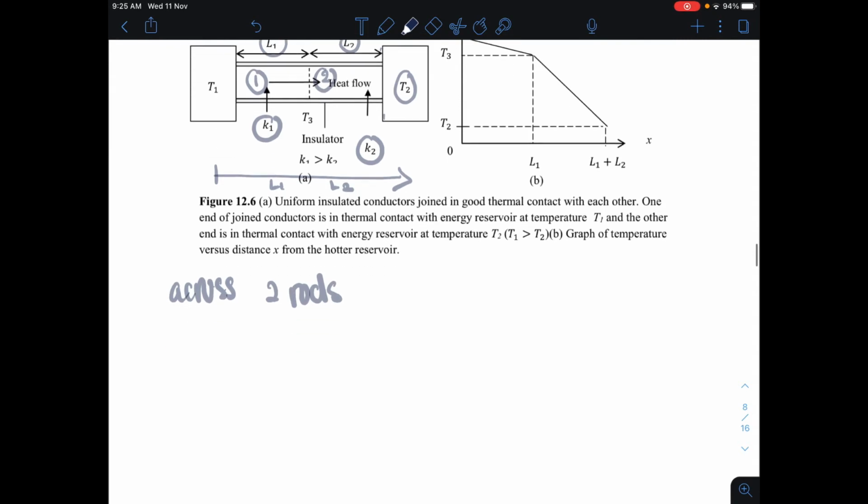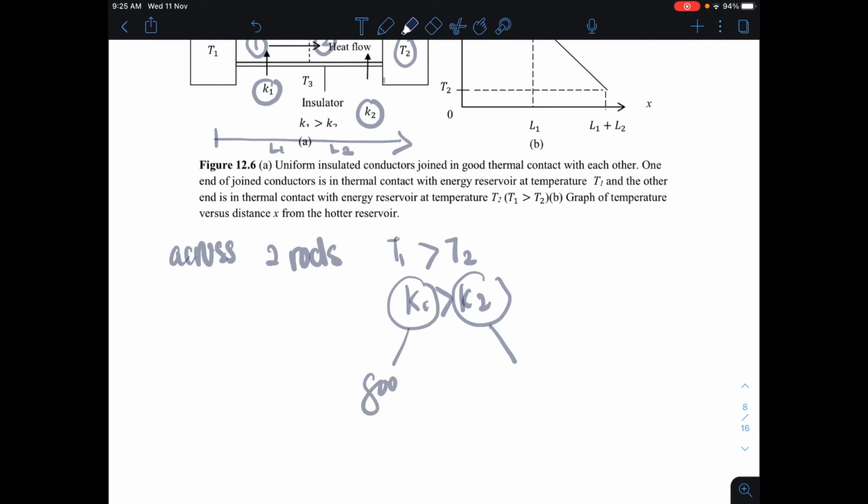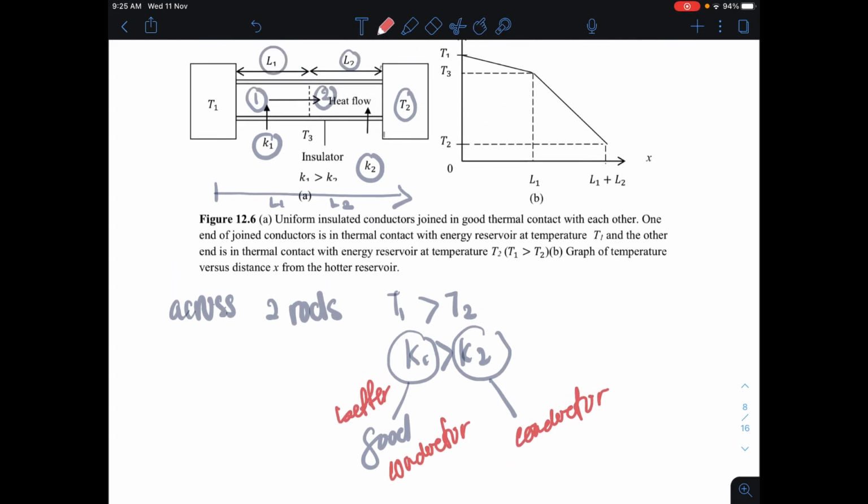Okay, dan kalau kamu tengok, T1 is still greater than T2 sebab tu dia tengah flow from T1 to T2, and then your K1 is greater than K2. Maksudnya material pertama kamu mempunyai thermal conductivity yang lebih besar daripada material kedua kamu, which indicates that material 1 is a much better conductor. This one is not poor conductor, tapi less, macam mana cakap, conductor jugalah. Dia conductor juga, cuma ini better. Lagi bagus sebab nilai dia lebih besar dekat sini.